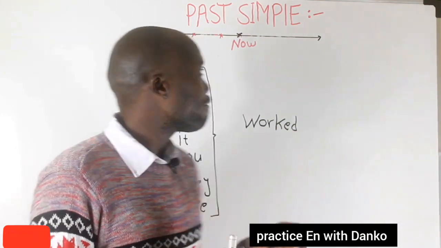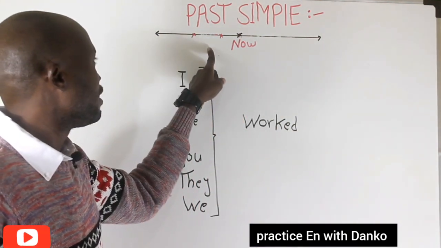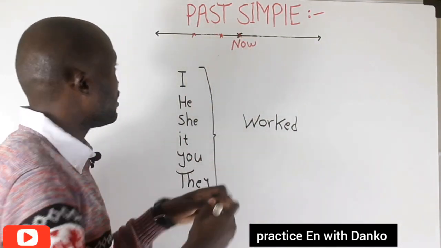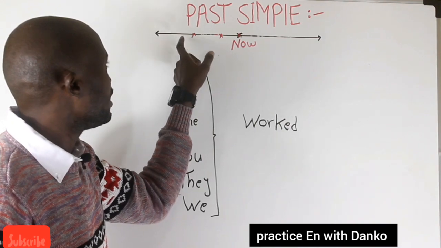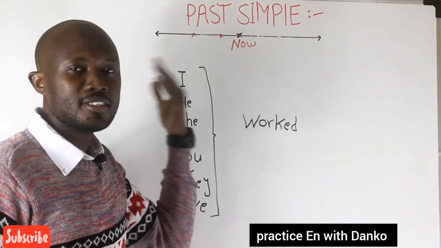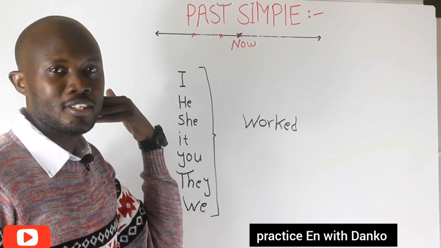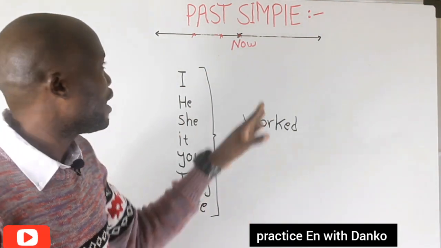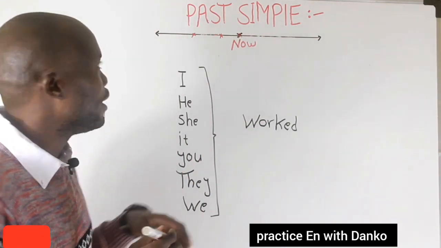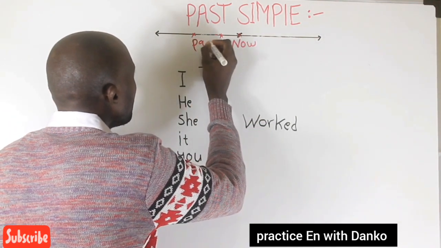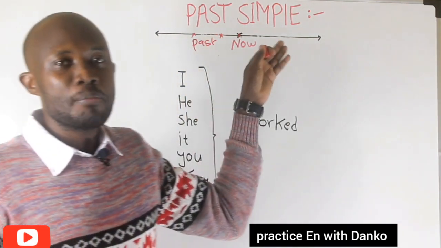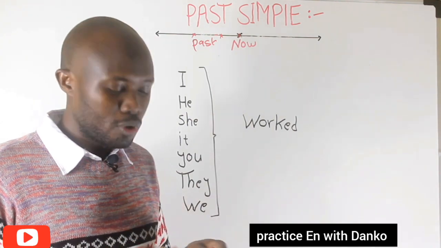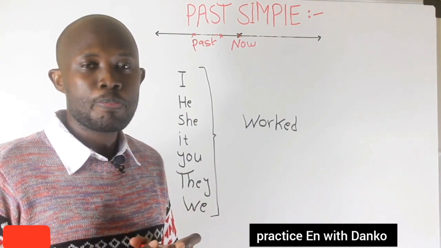So we have a line here. This is now. But another part of the line talks about the past, something that happened in the past. In these sessions we are going to learn about this part. It means past. We're going to talk about the past and use some examples to explain more about the past simple tense.